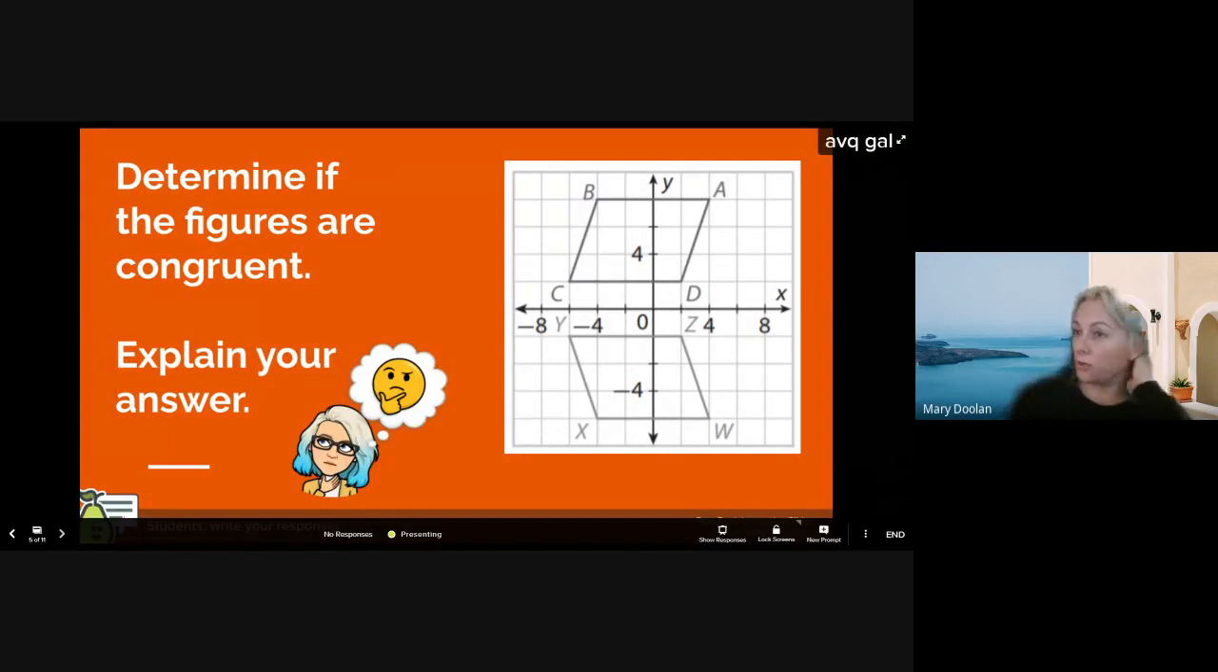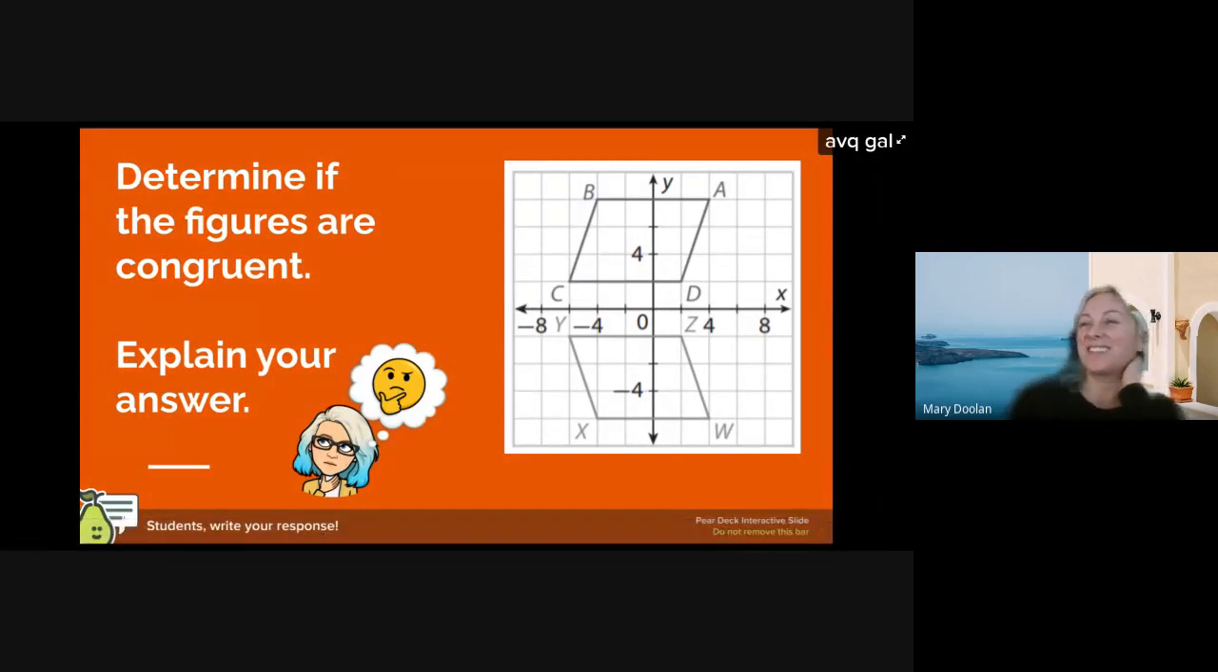Okay, so here's your first interactive slide. I'm going to give you about 3 minutes to do this one. What you're going to need to do is just tab over to the Pear Deck tab if you're not in it right now, and you're going to type your response.